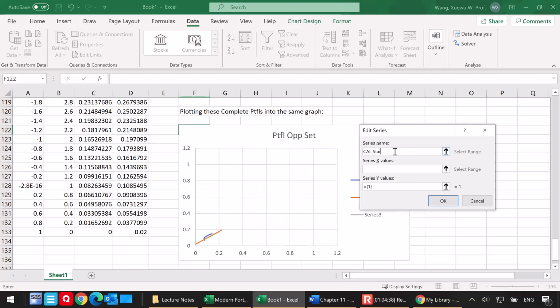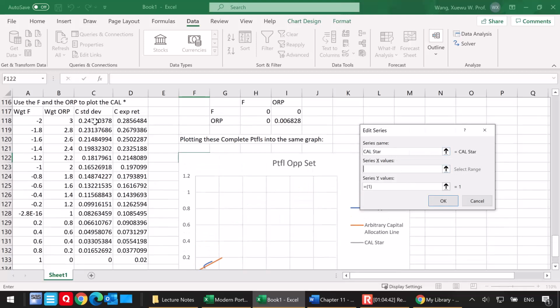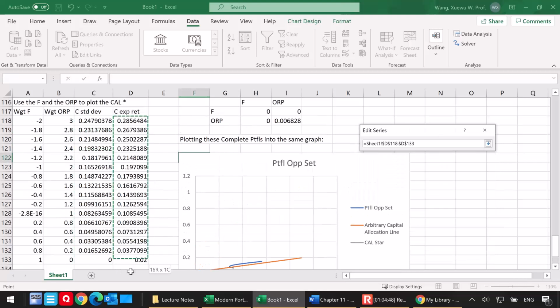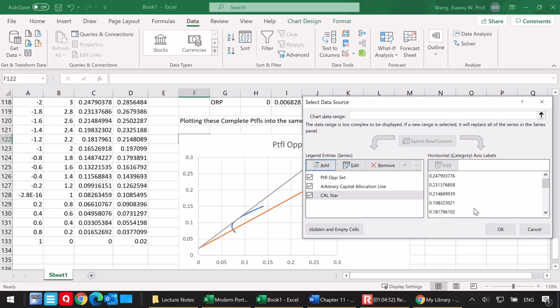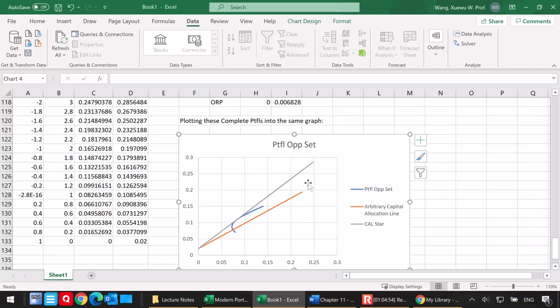All right, so this is the best feasible capital allocation line. The x-axis is the standard deviation. Okay, the y-axis is the expected return. All right, and I can now click OK. And click OK, and yes, you see that there is tangency here.